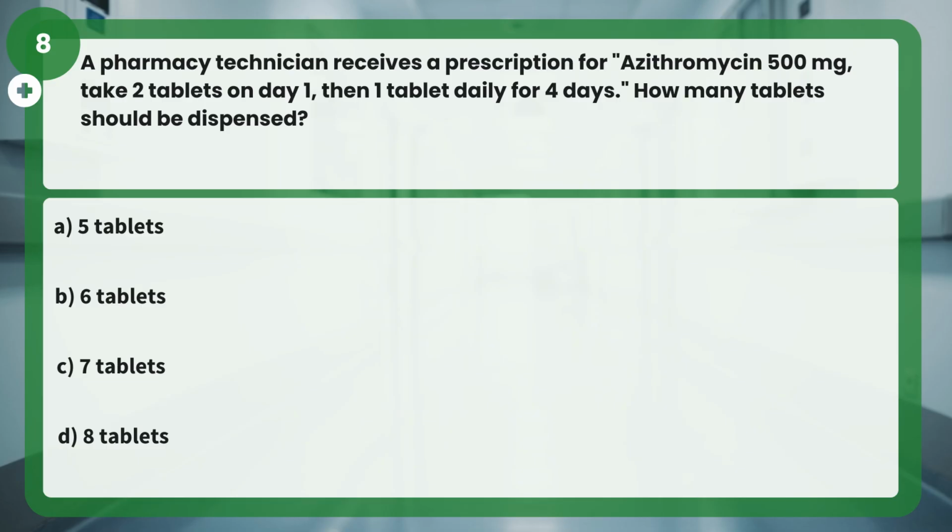Question 8. A pharmacy technician receives a prescription for azithromycin 500 mg. Take 2 tablets on day 1, then 1 tablet daily for 4 days. How many tablets should be dispensed? A. 5 tablets. B. 6 tablets. C. 7 tablets. D. 8 tablets.